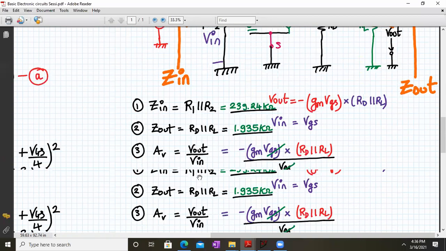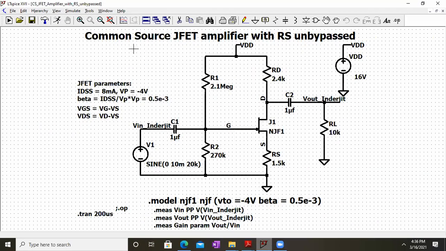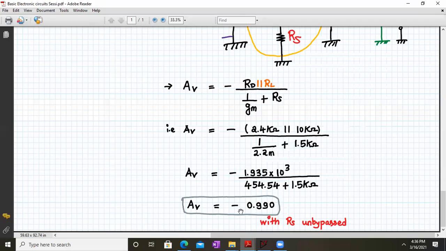Okay. So let me quickly show you in simulation how to do this. I have shown you the common source JFET amplifier simulation with CS connected. Here the only thing I have done is that I have just disconnected CS. Rest everything is the same. So you can refer to the video and do the simulation and check the results. Here I am interested in just calculating this number which I got, minus 0.99. This only I will verify.